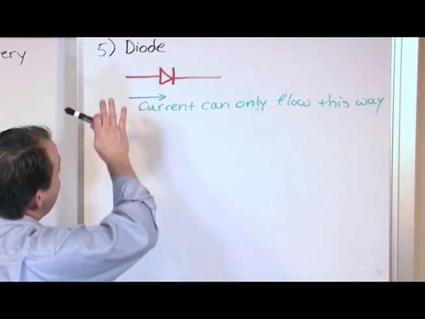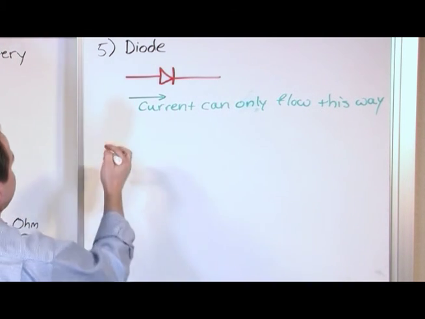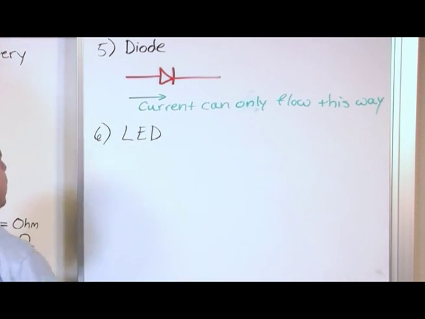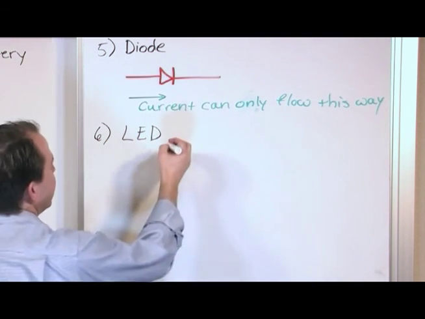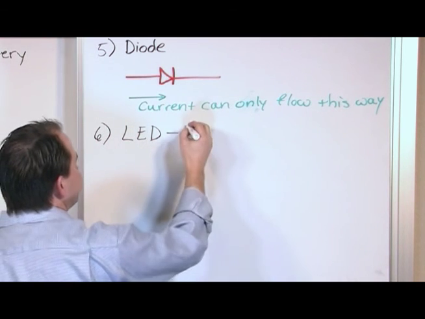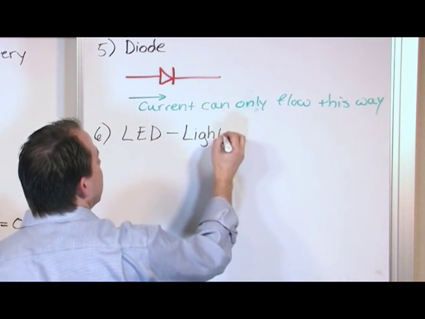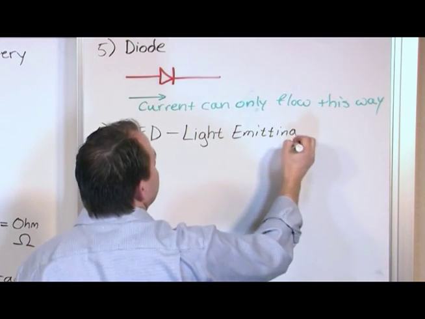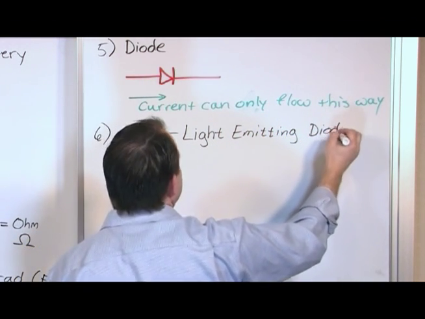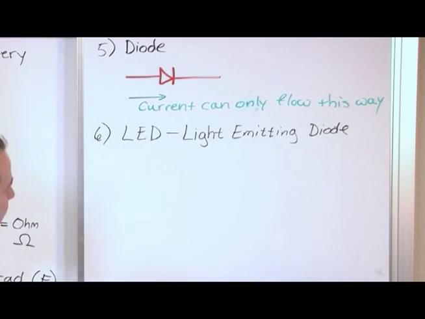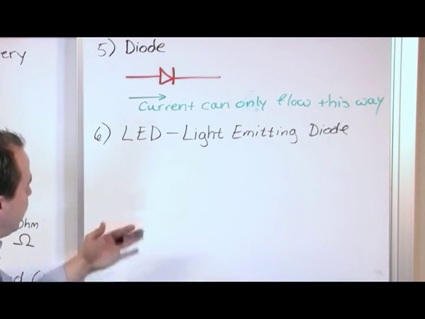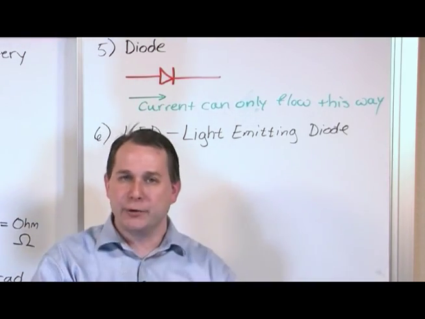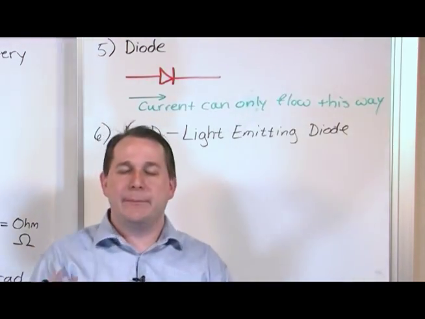The next guy after a diode that I know all of you have heard is called an LED. Lots of people have heard of LEDs, but not as many people know that LED stands for light emitting diode. So if you know that already, congratulations. But a lot of people do not know that. So it's a diode, just like this one, that also happens to emit light.